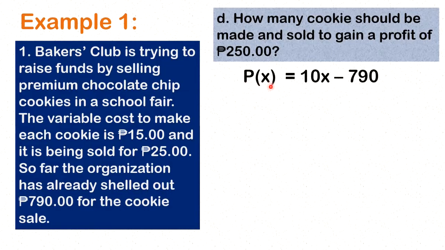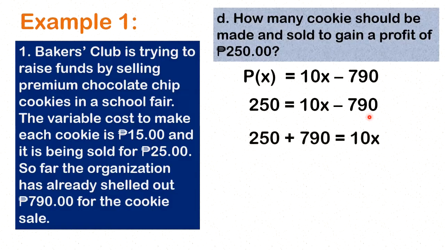Papalitan lang natin to ng 250 pesos. Like that. Okay? So, kinopy ko lang yung 10x minus 790 dito sa side na to. And then, we try to solve for x. Okay? Like this. Nilipat ko yung negative 790 to the other side. So, that's why we have 250 plus 790. Okay? If we continue, we're going to have this.